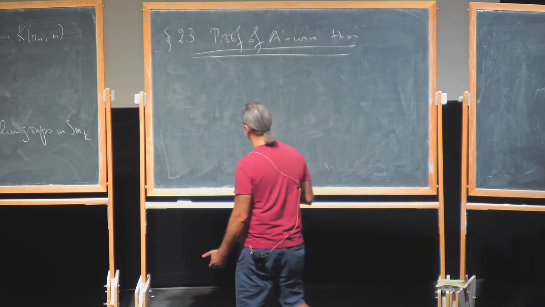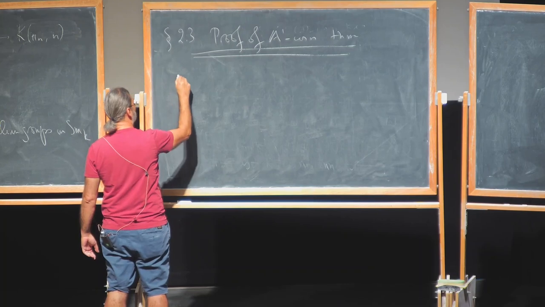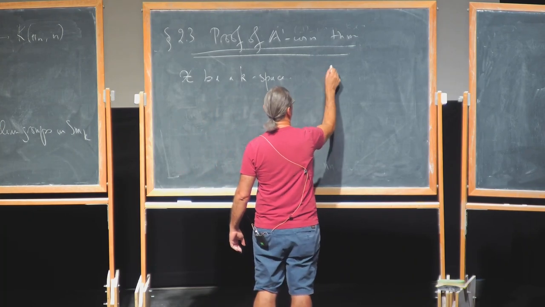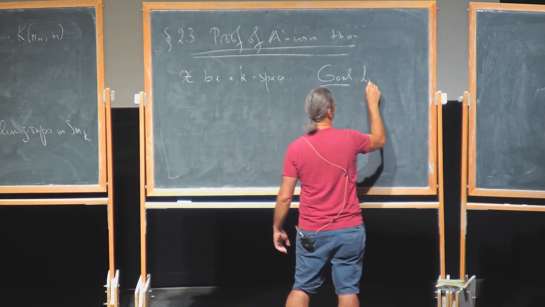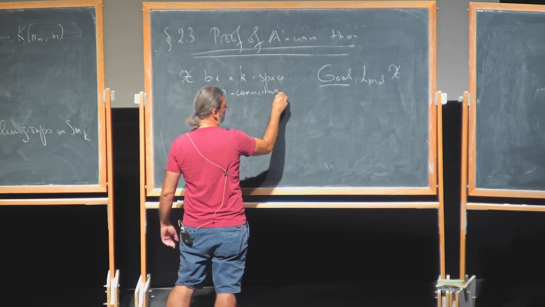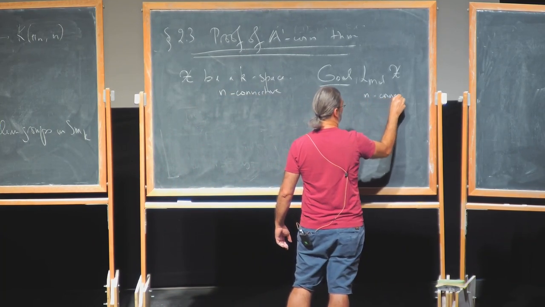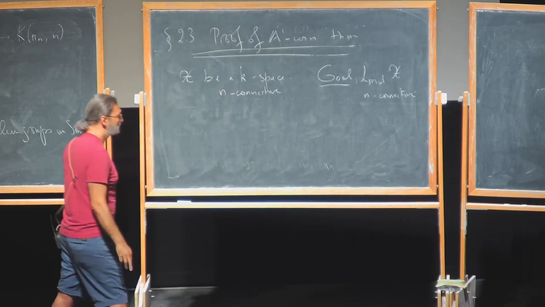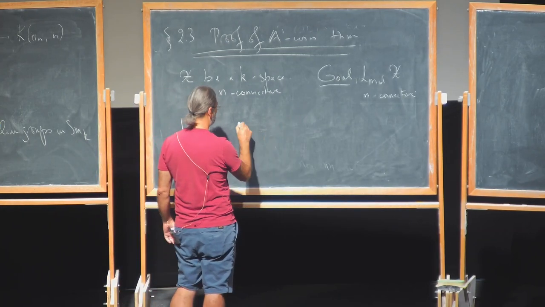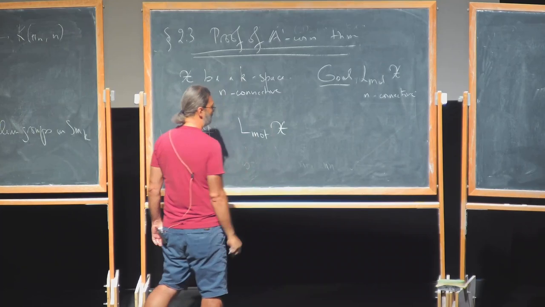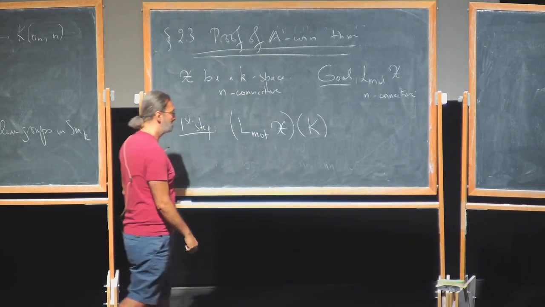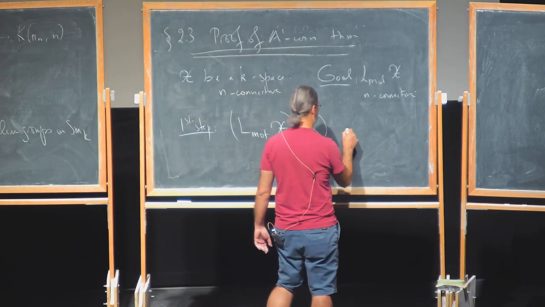So it has two parts. Maybe I have to fix some notation. Let X be a K-space, and our goal is to show that the motivic localization of X is n-connected. I want to show that this is also n-connected. This is our goal. And so the proof has two steps. The first step is to show that this is connective in a weak sense, in the sense that if you evaluate this at any extension of your base field, this is an n-connected space.